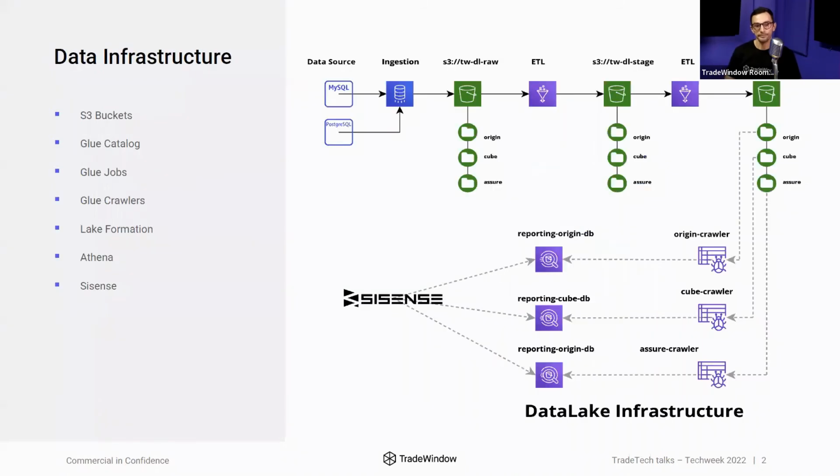In terms of infrastructure, we rely on AWS services to develop our data lake and serverless data applications. Our infrastructure is made of S3 buckets, Glue Catalog, Glue Jobs, Glue Crawlers, Lake Formation, Athena, and Sisense as our BI tool. On the right-hand side, you can see how the data flows, as well as how we use each of those services.